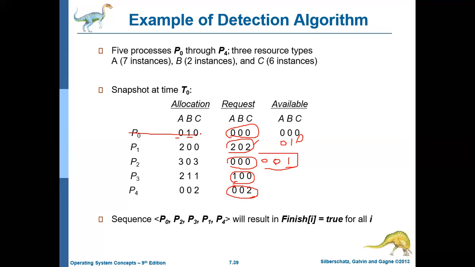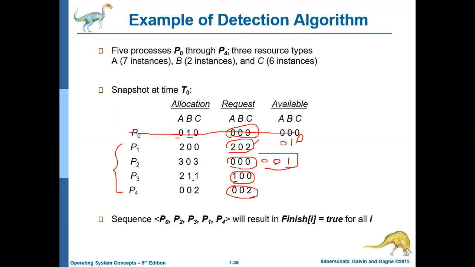Only P0 will complete. All the remaining 4 processes will be deadlocked, because all the resources were held by others. So P1, for example, is waiting for two more resources of A and two more resources of C, which are being held by some other processes. For that, it will wait. Similarly, P2 is waiting for one resource of C, which is being held by other processes.